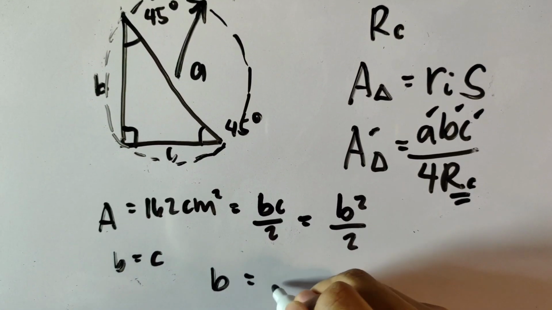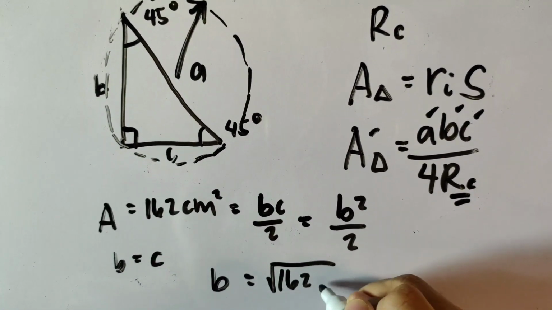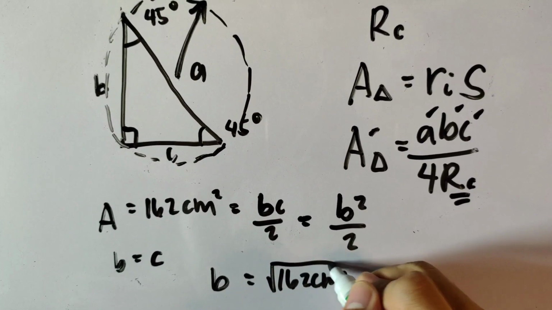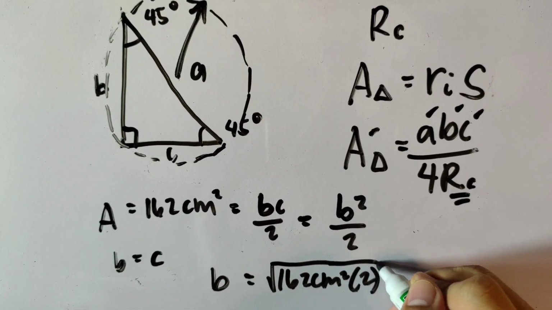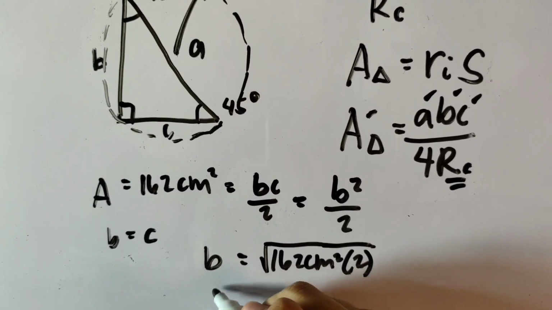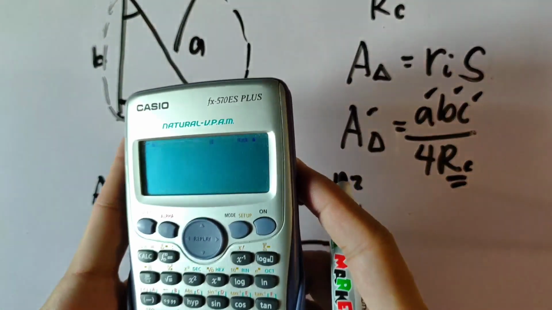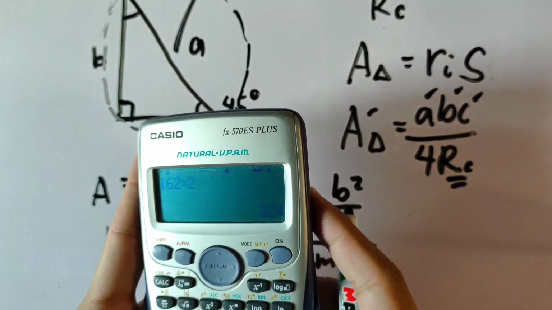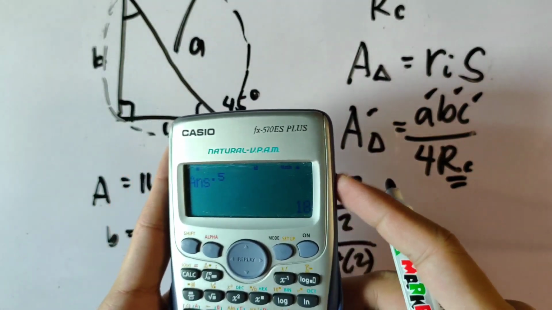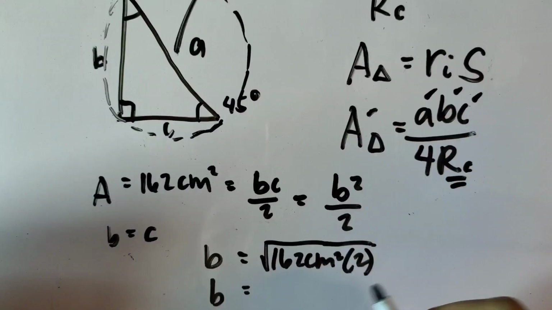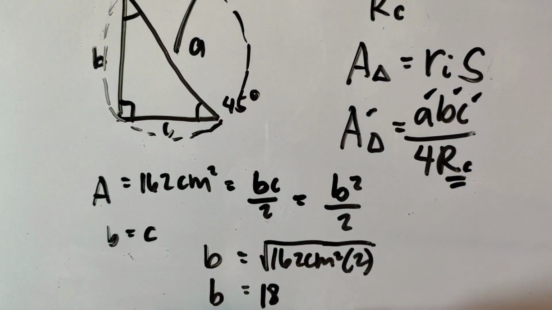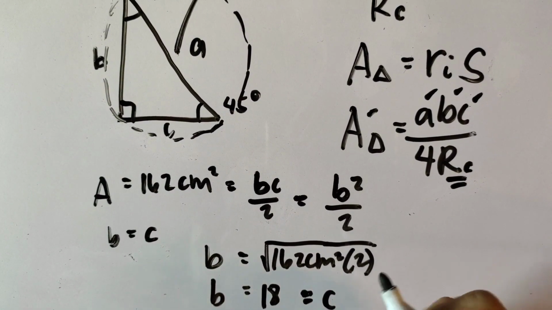So masasolve na natin ngayon yung B natin. B is equal to square root of 162 cm squared times 2. So yung value ng B natin is equal to square root of 162 times 2, which is 18. So meron na tayong value ng B and also C kasi equal lang sila. Kailangan na lang natin ngayon ng value ng A.